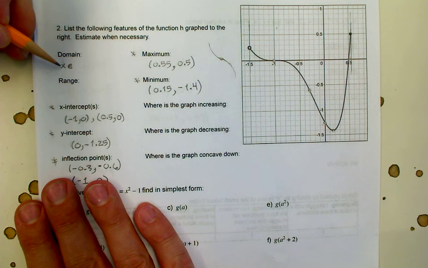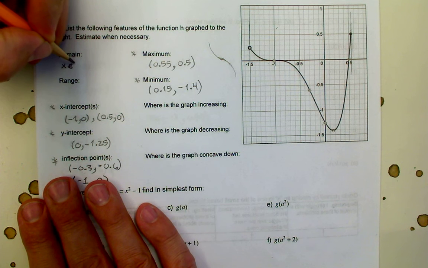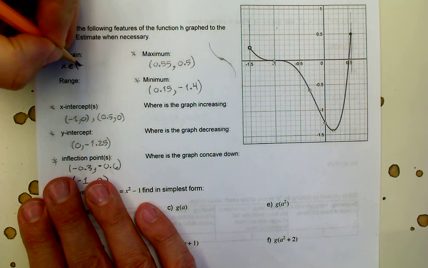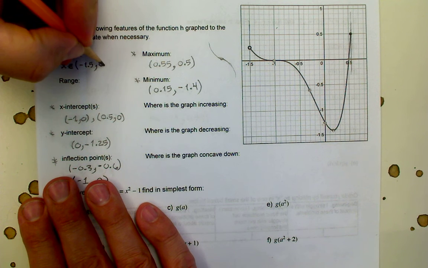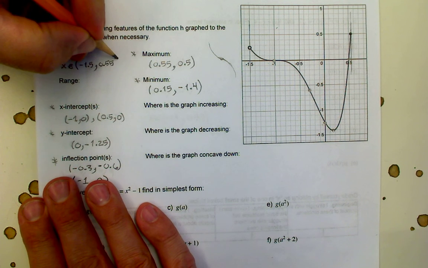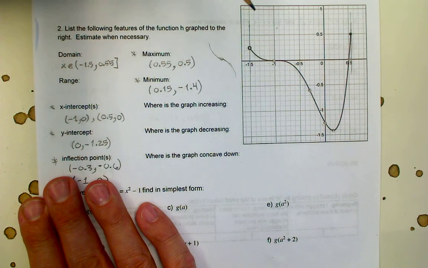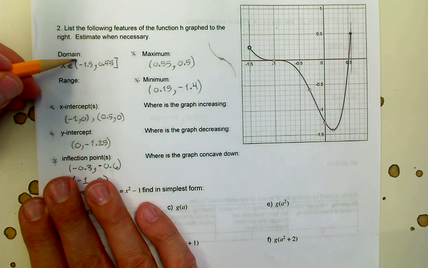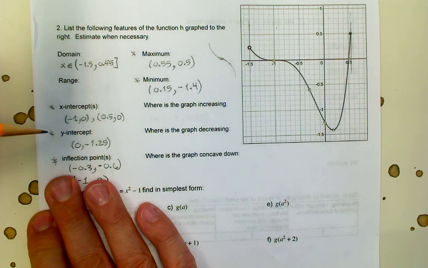So in the domain, I'm talking about x. And so x is any number that's on the interval from negative 1.5 all the way up to like 0.55, including that 0.55, because I got a closed circle right here. This is an open circle, so I'm using the parentheses. I don't want to include that particular endpoint in my domain.